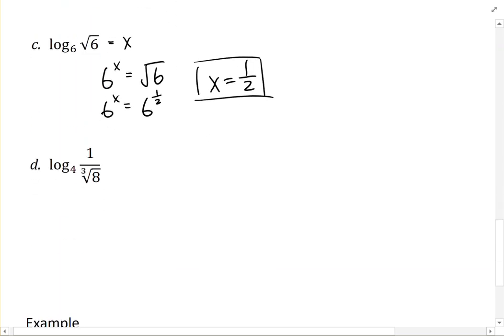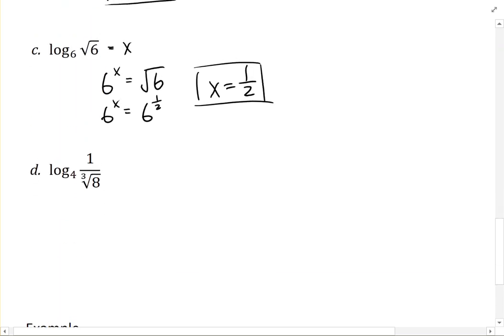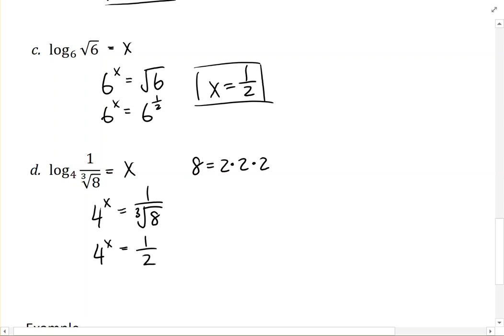Okay, and our next question here. Log base 4 gives us this fraction here, and this again will equal x. So let's rewrite it out. So we know 4 to the x equals 1 over cube root 8. Now we know cube root 8, or you should know that 8 is equal to 2 times 2 times 2. So if you cube root it, it will just be 2. So we know 4 to the x equals 1 over 2.